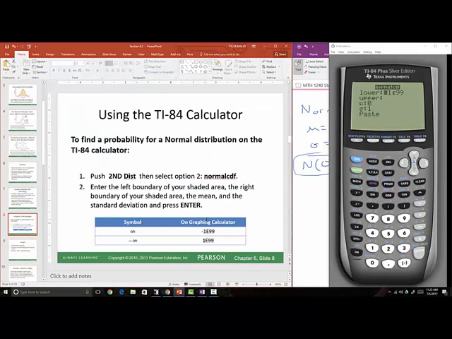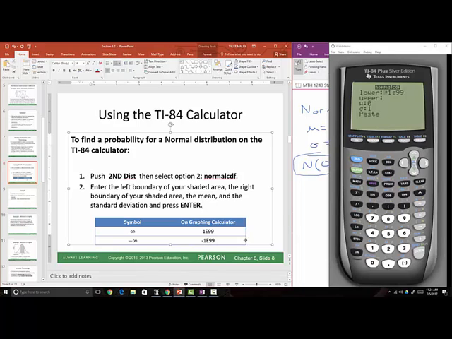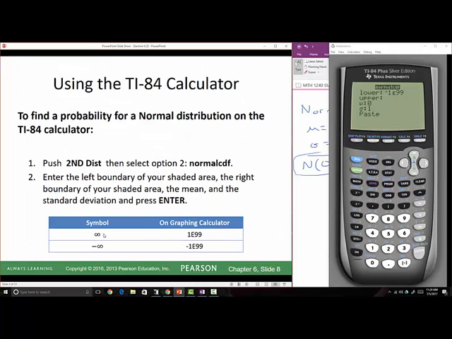Alright, so you want to fix this in your notes. This should be positive 1 E99, and this should be negative 1 E99, right? So you want to fix that. I'll try to fix that on the PowerPoint on Canvas. If you want to get positive infinity on the graphing calculator, you code that by doing 1 E99. And to get negative infinity, you do negative 1 E99. So by default, you can notice the lower bound is negative infinity set to that already.